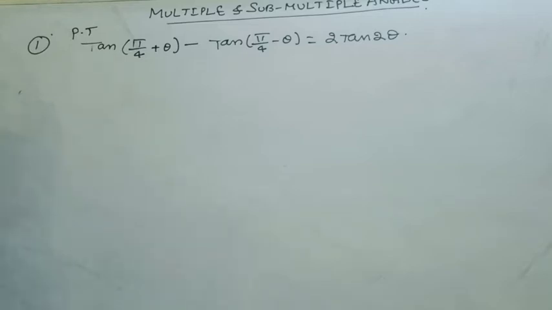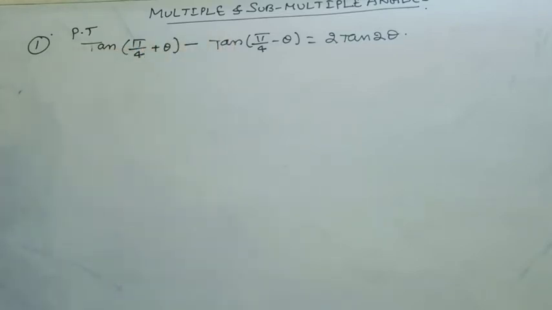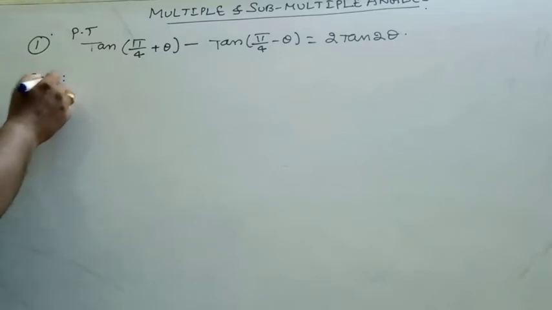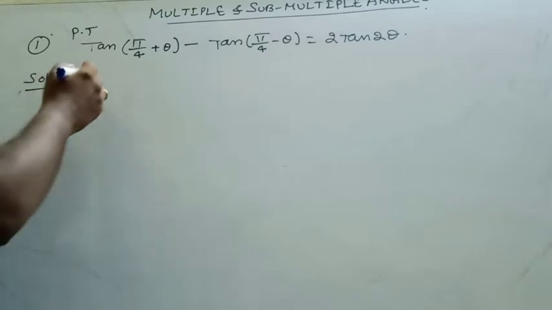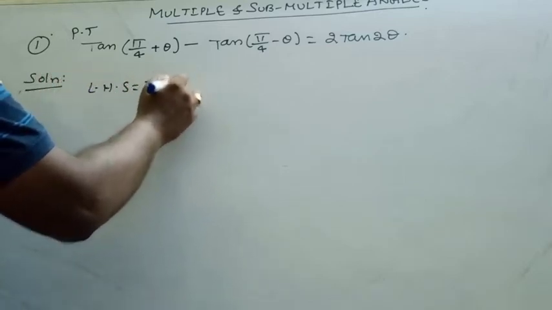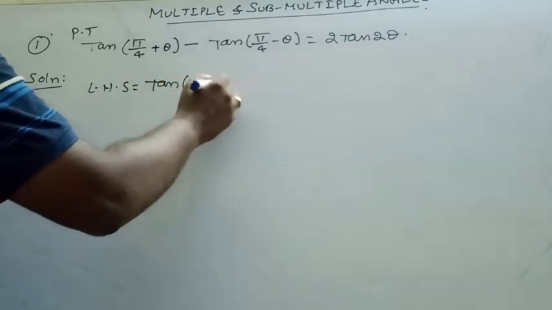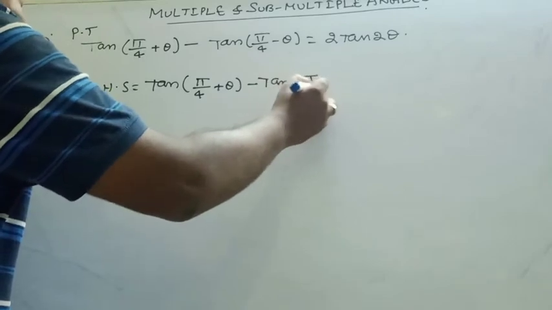So as part of that, the first problem we are having is: prove that tan(pi/4 + theta) minus tan(pi/4 - theta) is equal to 2 tan 2 theta. My dear students, how are we going to do this particular problem? Please observe. If you take the left hand side, what we are having is tan(pi/4 + theta) minus tan(pi/4 - theta).